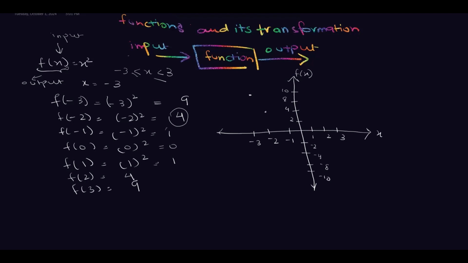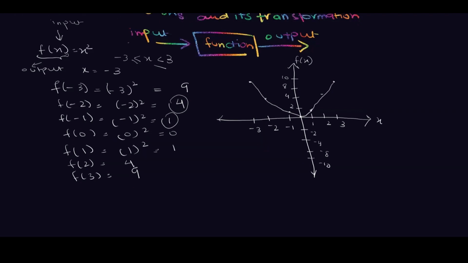When it was -1, the output was 1, somewhere here, and when it was 0, the output was 0. When it was 1 again, the output was 1. When it was 2, the output was 4. And when it was 3, the output was 9. So now we connect all the dots and then we get a function over here.